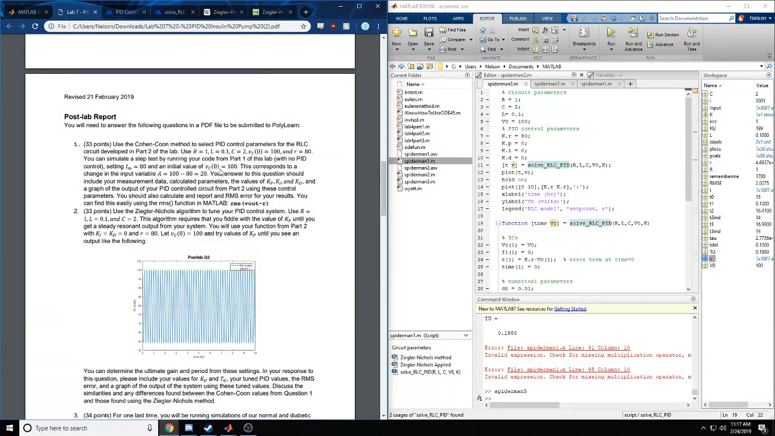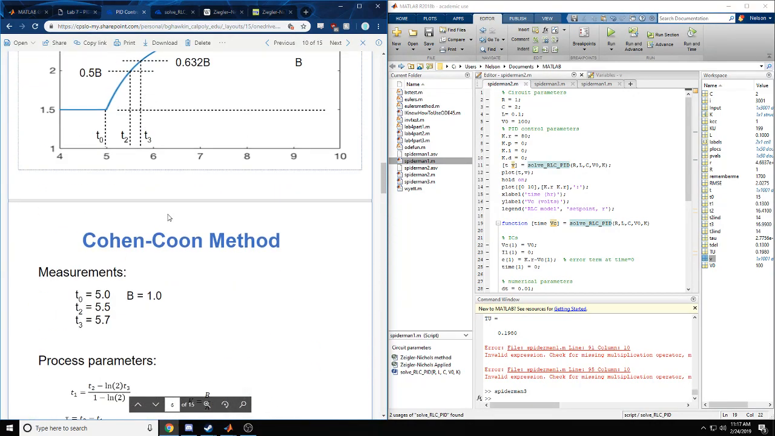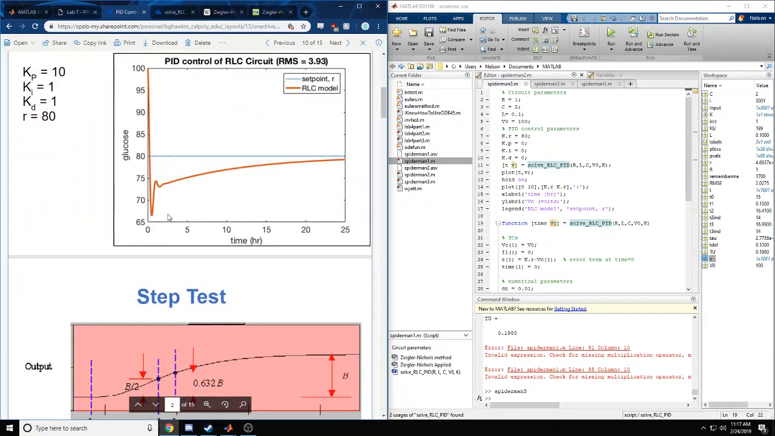So the Cohen-Coon method is a method that takes some response from a circuit, adds an arbitrary step input, and records the output, like how much that output changes, and tunes based on that. So here's a really good infograph about that from the PowerPoint, hopefully that you have.